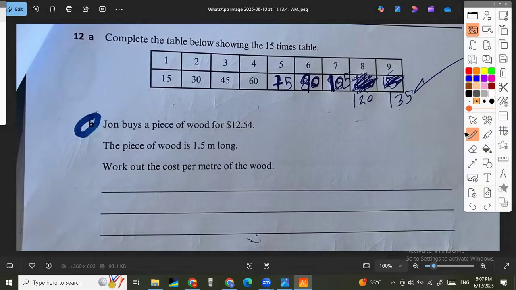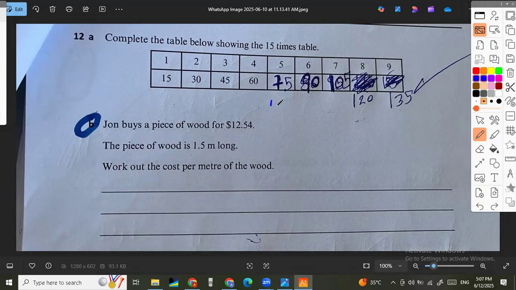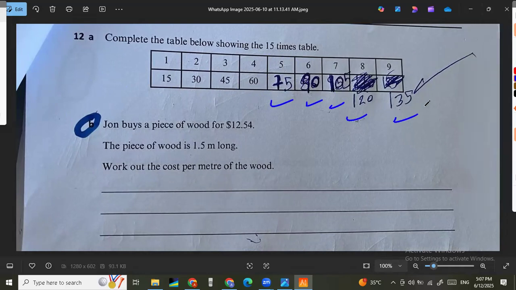John buys, well, we've got here this table, the 15 times table: 75, 90, 105, 120, 135. John buys a piece of wood for 12.54. The piece of wood is 1.5 meters long. Work out the cost per meter of the wood. We need to do that. How can we do it? The first thing that you must do is divide this by 1.5. It will give us the cost per meter.